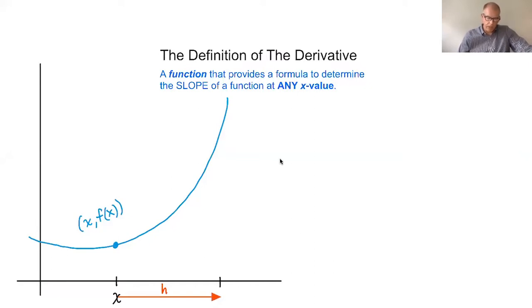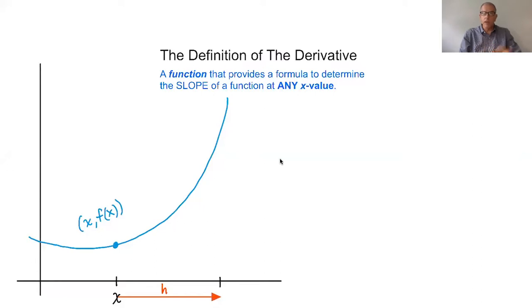So I've got a little picture here, definition of the derivative, and essentially what it is, the derivative, that is, it's a function that's going to provide a formula to determine the slope of this function that we're taking the derivative of at any x value. So again, it's a function that kind of predicts the slope of its, I want to say maybe its mother function, if you will.